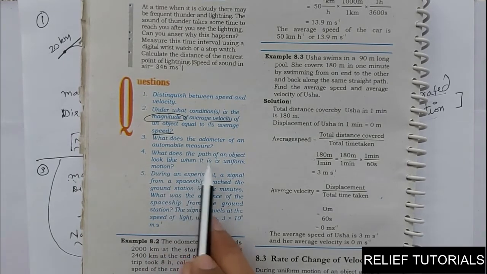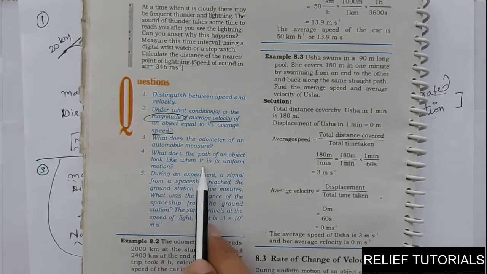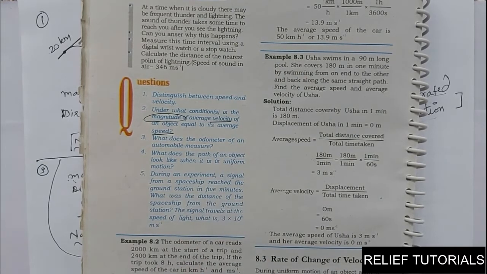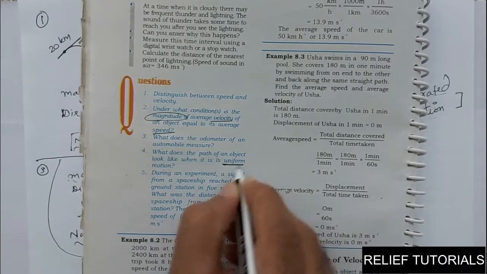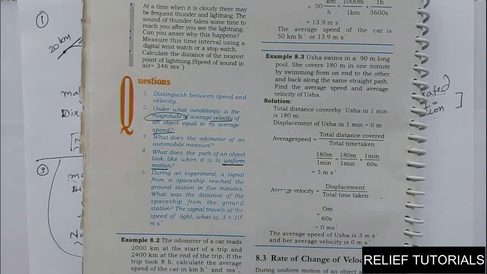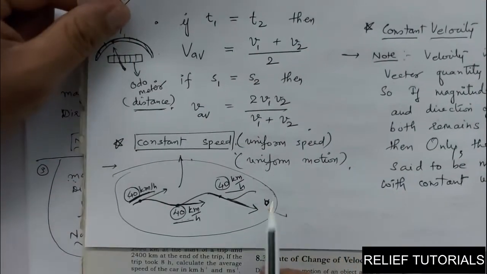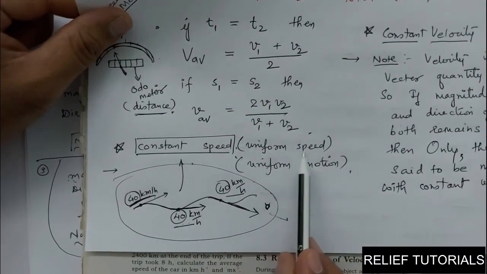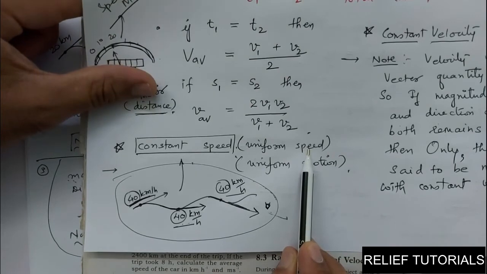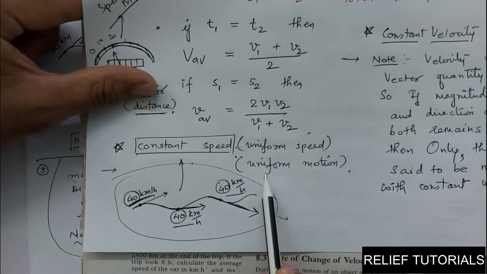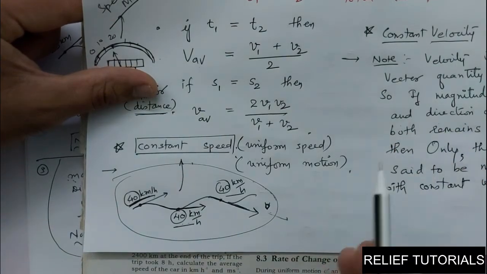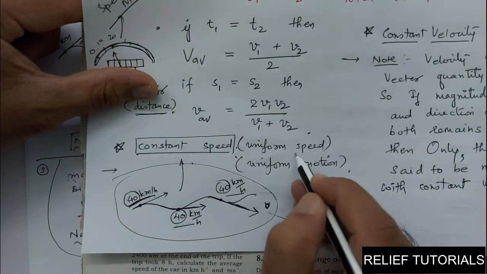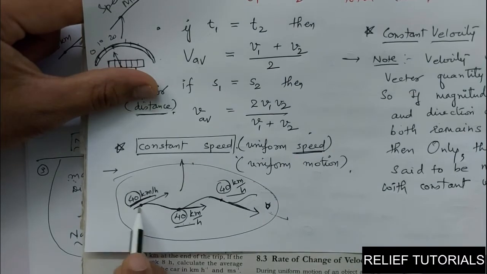What does the path of an object look like when it is in uniform motion? Most students misunderstand that. First of all, what do you mean by uniform motion? Uniform motion means uniform speed. The speed is constant, not velocity. Uniform motion doesn't mean uniform velocity. Uniform motion means uniform speed, and speed can be the same in any type of path.